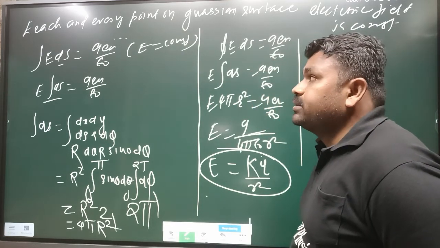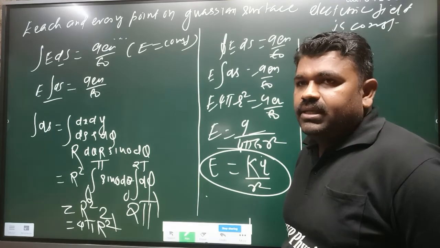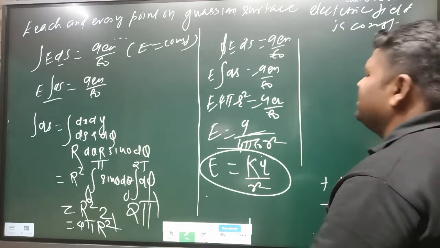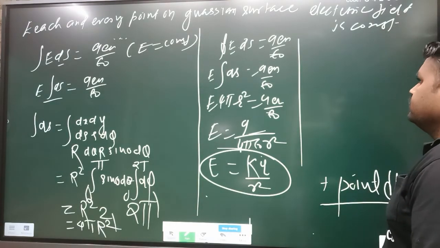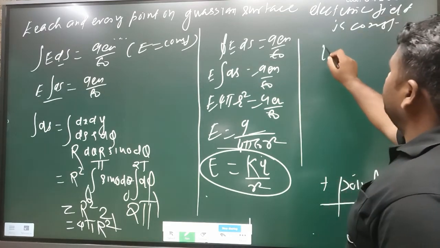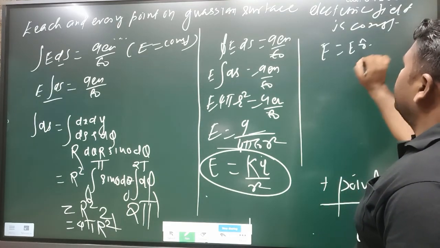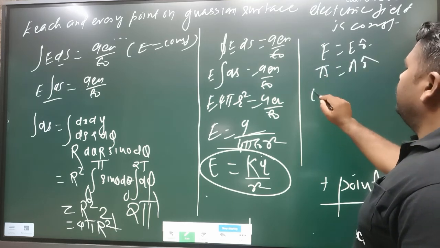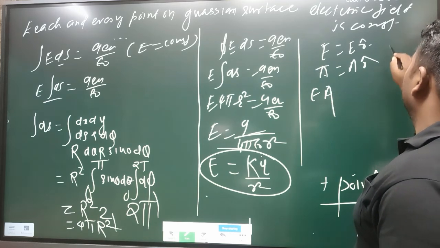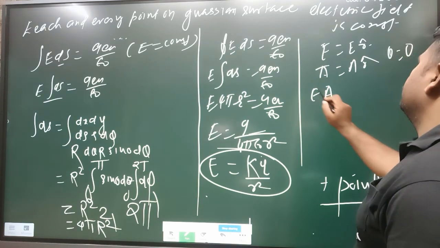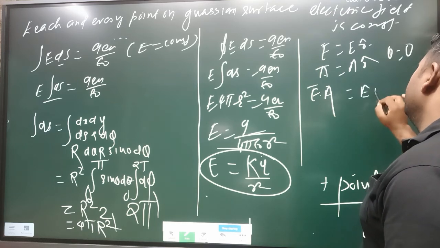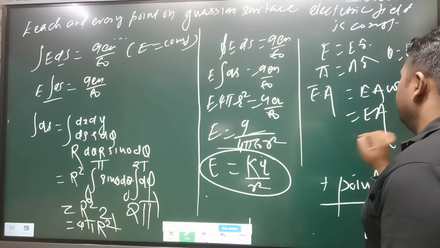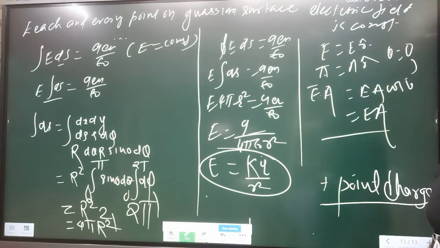And what is the area for a spherical system? 4π r squared. For a cylindrical system, 2π r. Okay, means the system changes, the area also changes. Got it? E bar is equal to E r cap. A bar is equal to A r cap. And what is the angle between them? Theta is equal to 0. Means E bar dot A bar is EA cos theta, with theta equal to 0. Means this is simply EA. That's it.